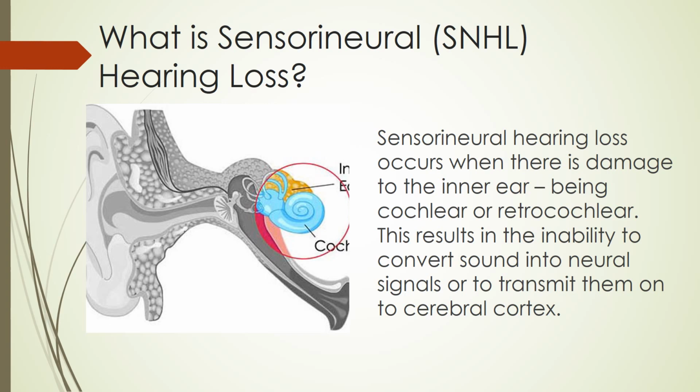Cochlear most often has to do with the actual hair cells inside the cochlea, which deal with the transmission of sound, and retrocochlear deals with the vestibulocochlear or auditory nerve beyond the cochlea. Both of these result in the inability to convert sounds into neural signals or to transmit them onto the cerebral cortex and the brain.